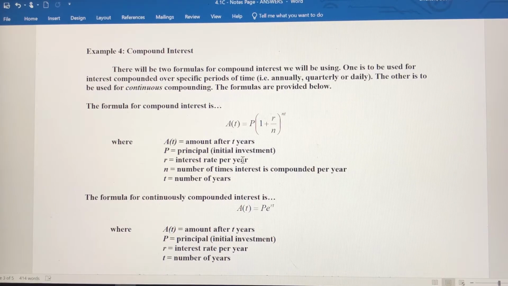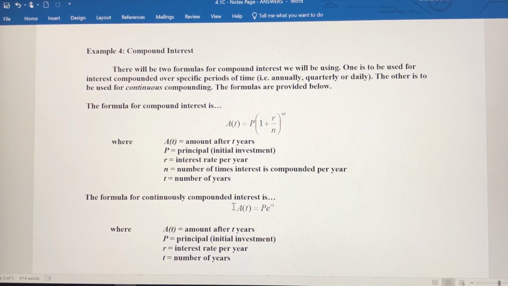R is the interest rate. Now, you can't use percentages in formulas, so you're going to have to convert that interest rate to a decimal. You can only use decimals as your interest here, not the percent. N is the number of times we're compounding per year. Annually, again, would be 1, quarterly 4 times, etc. And the T here is the number of years.